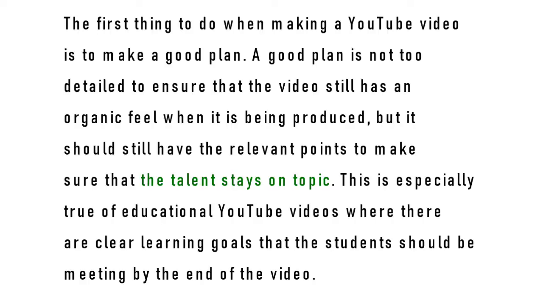Uncomfortable talent. Okay, so what do you think for this one? Ensure the talent is comfortable. First, let's find which paragraph it's talking about the talent. Okay, again, it is the first one. Ensure that the talent stays on topic. So it should still have relevant points to make sure the talent stays on topic. I think this is a distractor because it does have talent, it does have make sure, ensure, but it's not about staying on topic.